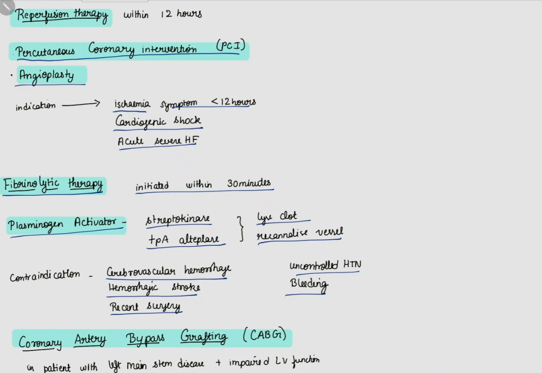Then we have something called CABG, which is coronary artery bypass grafting, in patients with left main stem disease and impaired LV function.